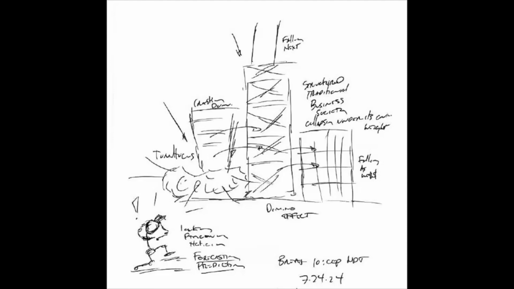There are concepts of this person looking, perceiving, and noticing while forecasting and predicting what is playing out in front of them. These buildings are structured traditional businesses in society that are collapsing under their own weight and are falling as well. This is a domino effect of a tumultuous falling down and falling next. This whole idea is very similar to the financial collapse of 2008. And you can see the diagram expresses that quite well.